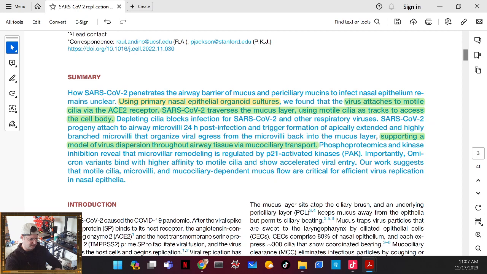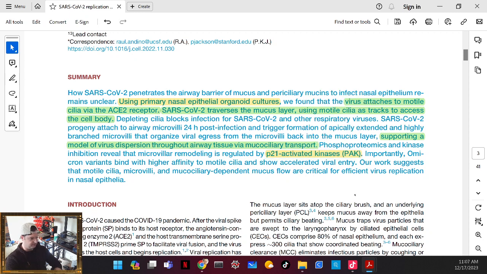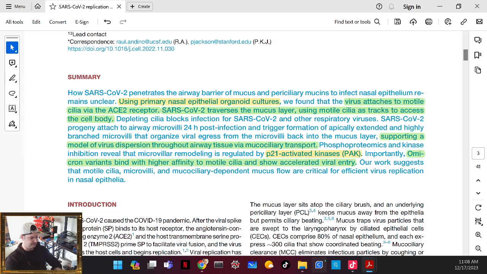So phosphoproteomics and kinase inhibition reveal that microvillar remodeling is regulated by P21-activated kinase, PAK. Importantly, Omicron variants bind with higher affinity to motile cilia and show accelerated viral entry. Again, very interesting. Our work suggests that motile cilia, microvilli, and mucociliary-dependent mucus flow are critical for efficient viral replication in nasal epithelia.